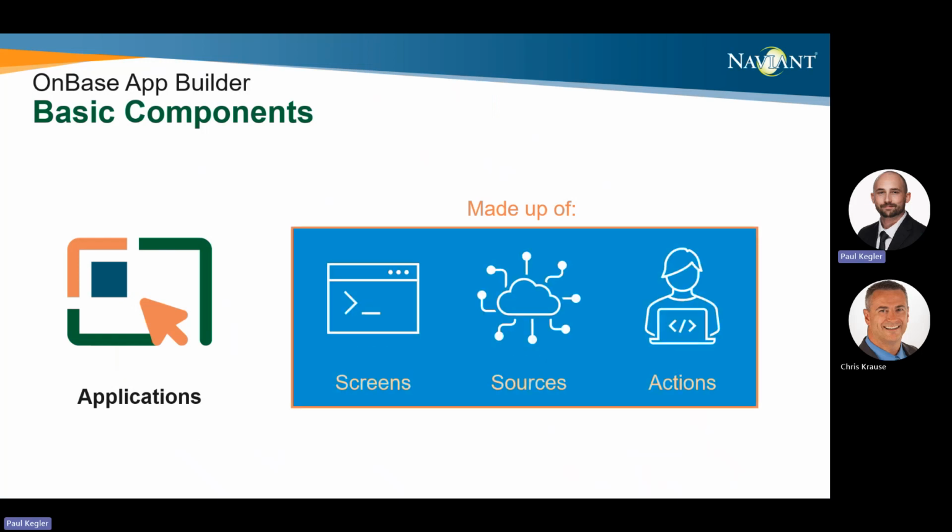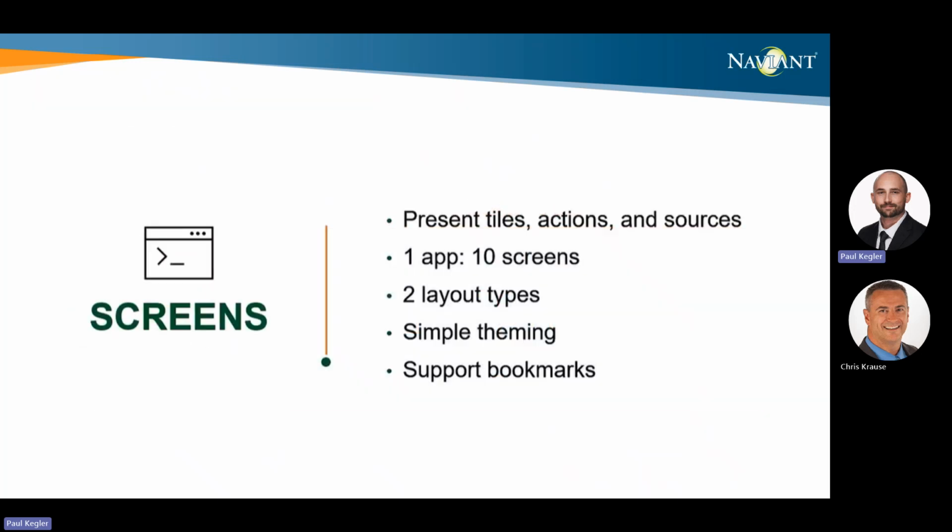So the major components of App Builder are the screens, the sources, and the actions. Let's dive into those a little bit here. The screens, or the application, can be divided into a one-to-many of up to 10 screens. They're displayed in the navigation bar at the top, and the first screen typically acts as your default screen, which is displayed when accessing the application.